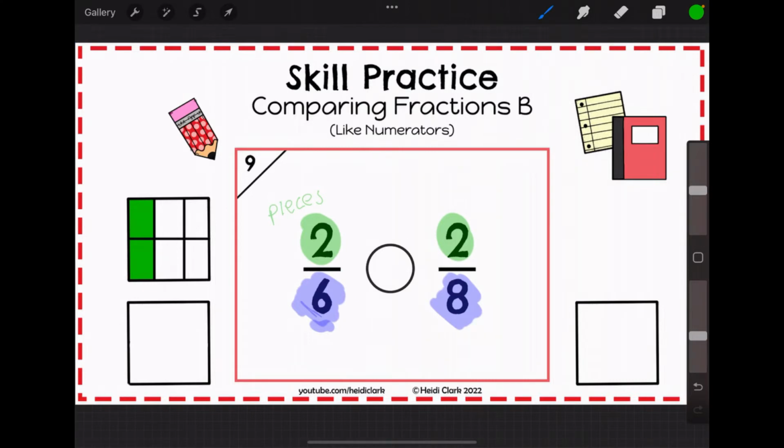Now come over to 2/8. We're going to take that same birthday cake, but now we have to split it up for 8 people. And here's what that looks like. Look at those individual pieces. So like this piece and this piece and this piece. Do they look bigger or smaller than these pieces over here? They're smaller. The individual pieces are smaller because you're sharing with more people.